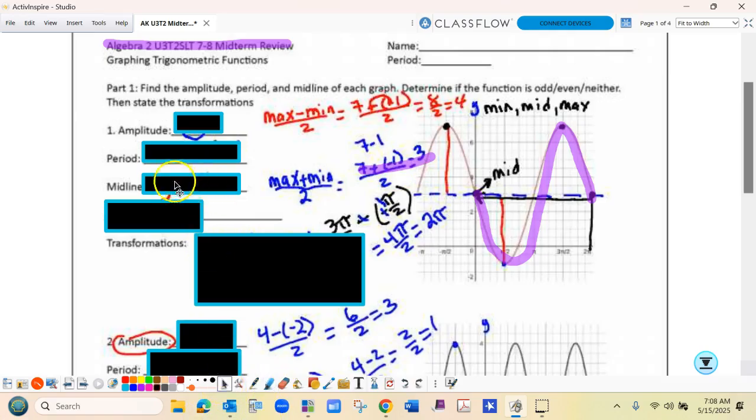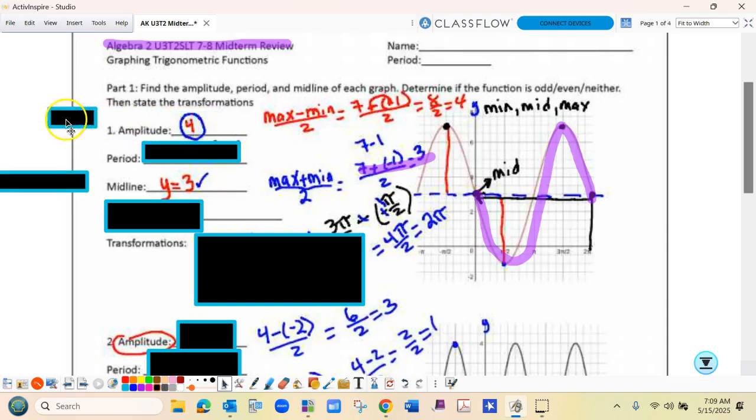Remember, your answer must be a y equals. And then counting from 3, if I go up to 7, that means my amplitude is 4. I confirm that by going down from the midline to the min. My period is from 0 as the x value all the way to where the S curve stops. That's at 2 pi.